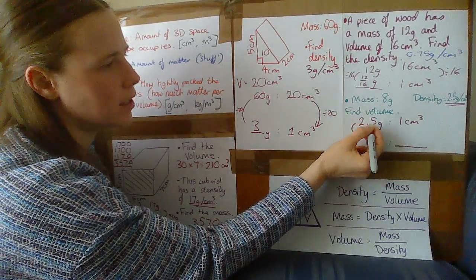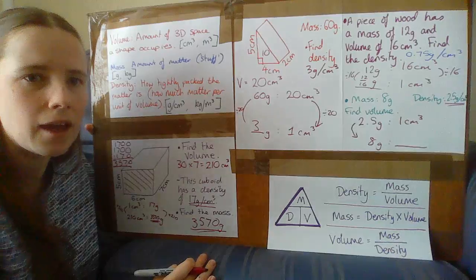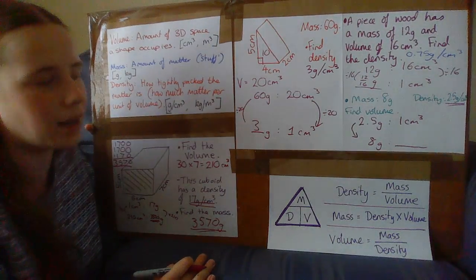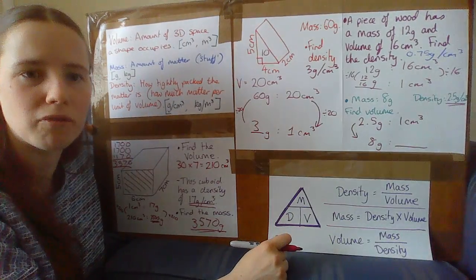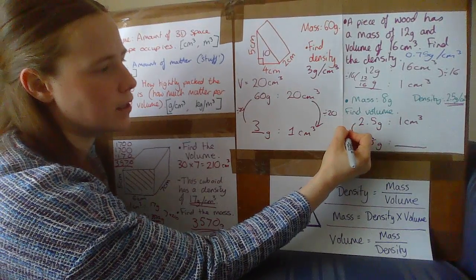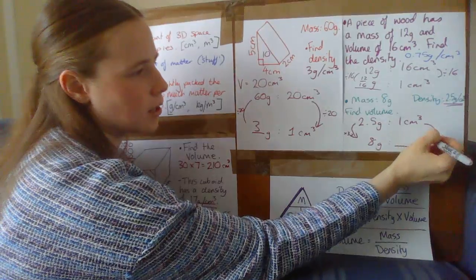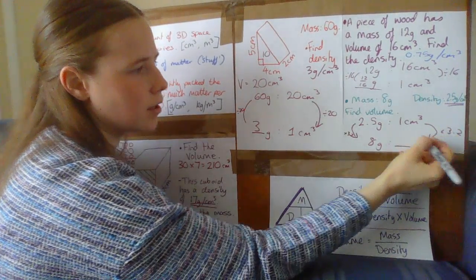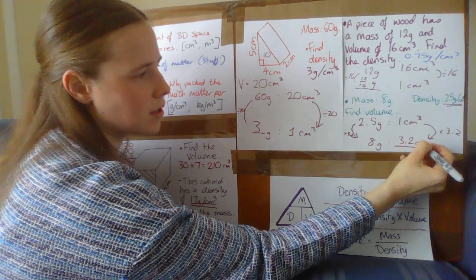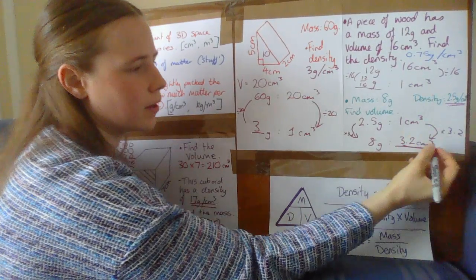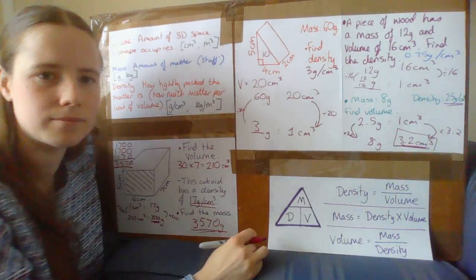So we can think, well, what do I need to times that by to get to that? In order to work it out with a calculator, you can just do 8 divided by 2.5, and that will tell you that you need to times by 3.2. And then I need to times this side by 3.2, so I get 3.2 centimetres cubed as my volume. Okay, and that's my final answer for that.